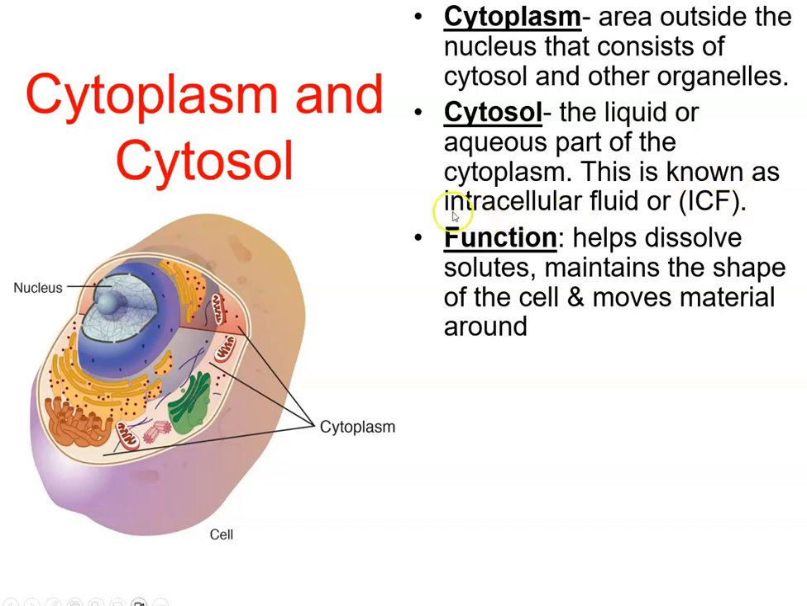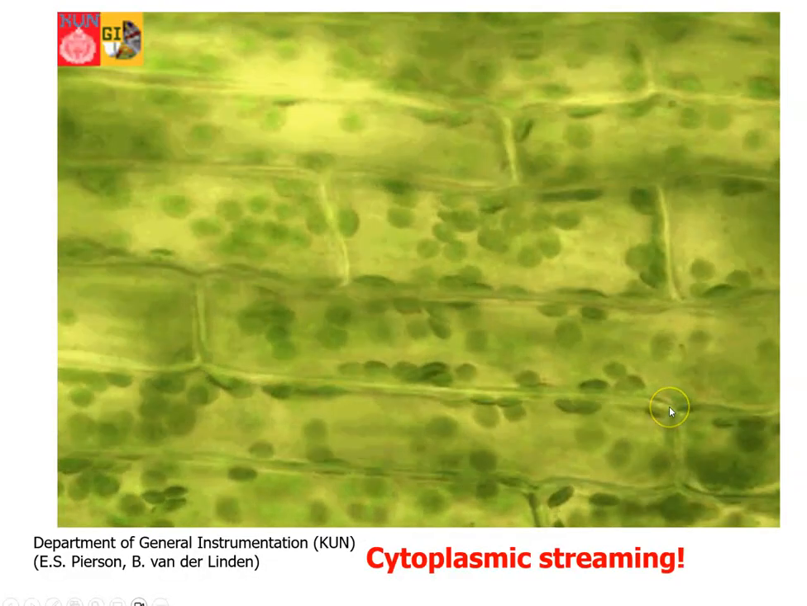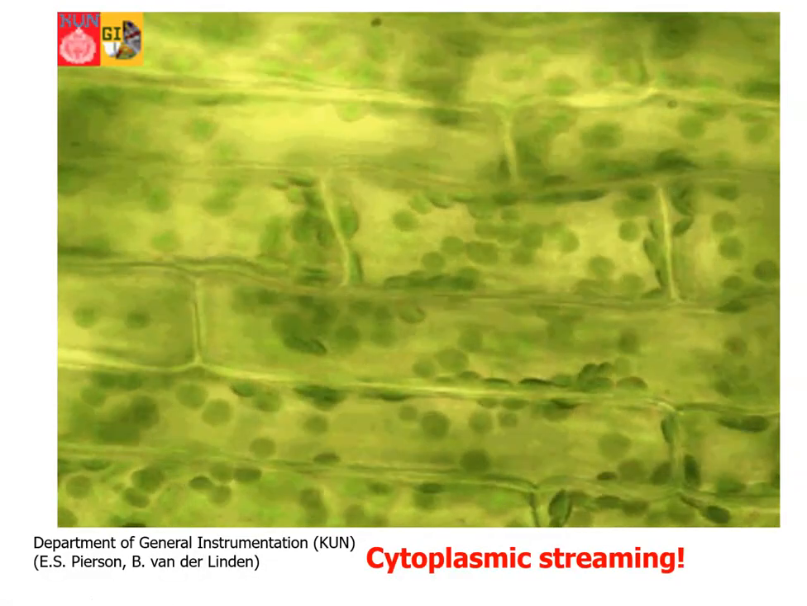Now we're going to talk about ICF quite a bit. So just know that what's inside of the cell is the ICF. Its function is to help dissolve solutes, which we'll talk about, and to help the cell maintain its shape. We talked about how the cell membrane is going to control what goes in and out, but the cytosol itself is basically holding everything in place.